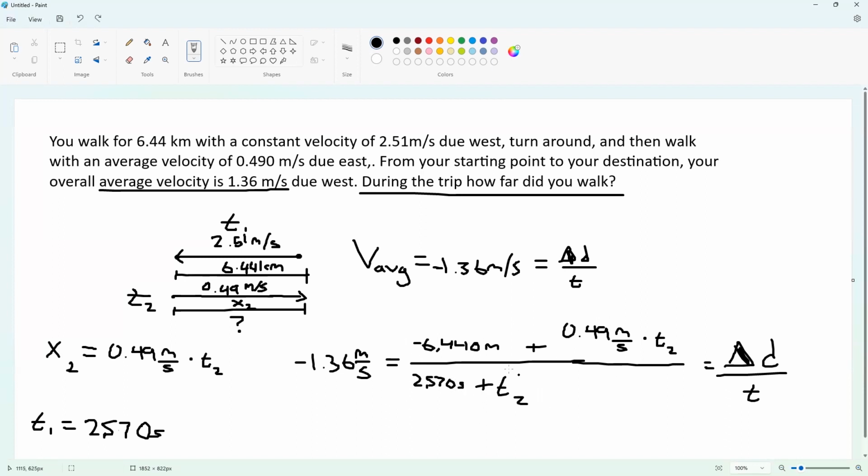Okay, so now that we have everything defined in terms of one variable, we'll try to isolate this part right here. This is where your algebraic skills will come into play. So I'm going to manipulate this. If you have any questions as to why I did what I did, stop me. So 2,570 seconds plus T2, multiplying both sides by it.